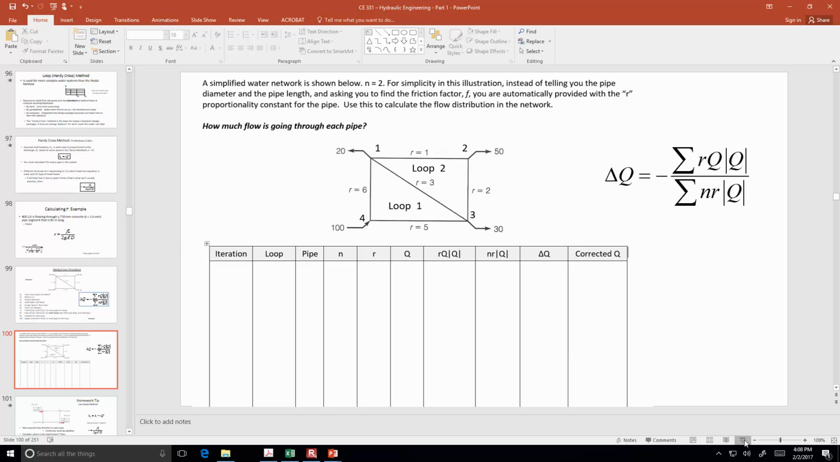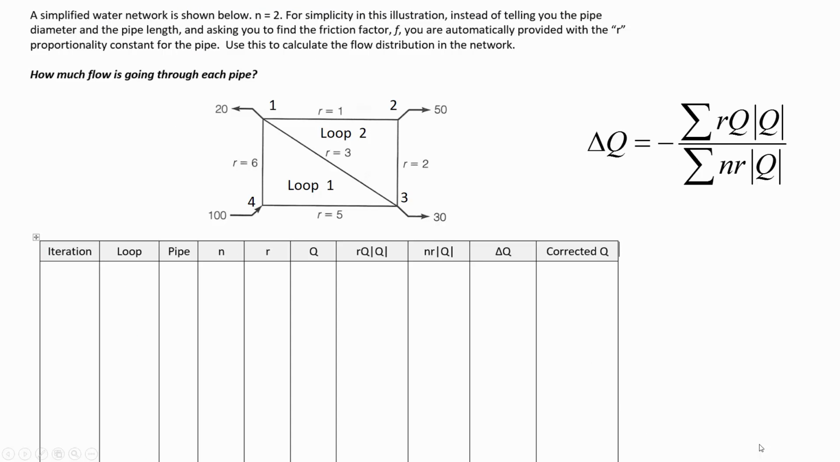All right, so you've calculated the R times Q times absolute value of Q for pipes 1-3, 1-4, and 3-4. If you add all of those three numbers together, you should get 26,775. And then if you do the N times R times absolute value of Q for those three pipes, the sum is 1,290.